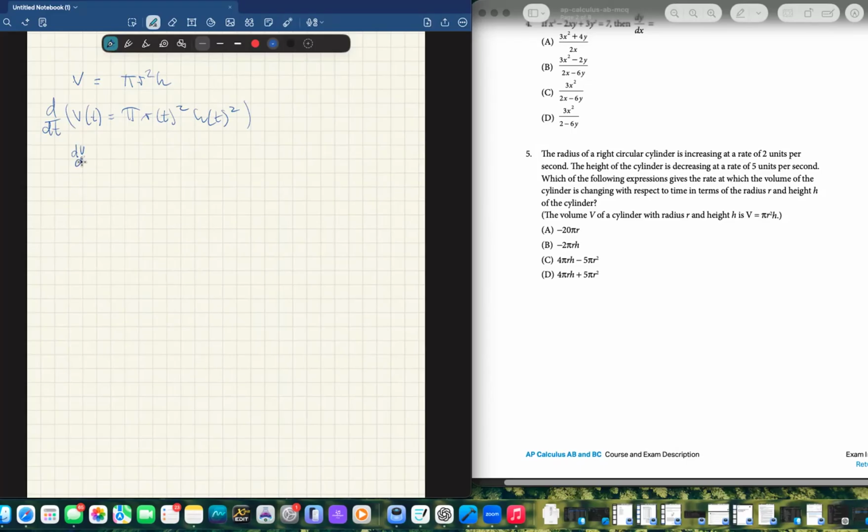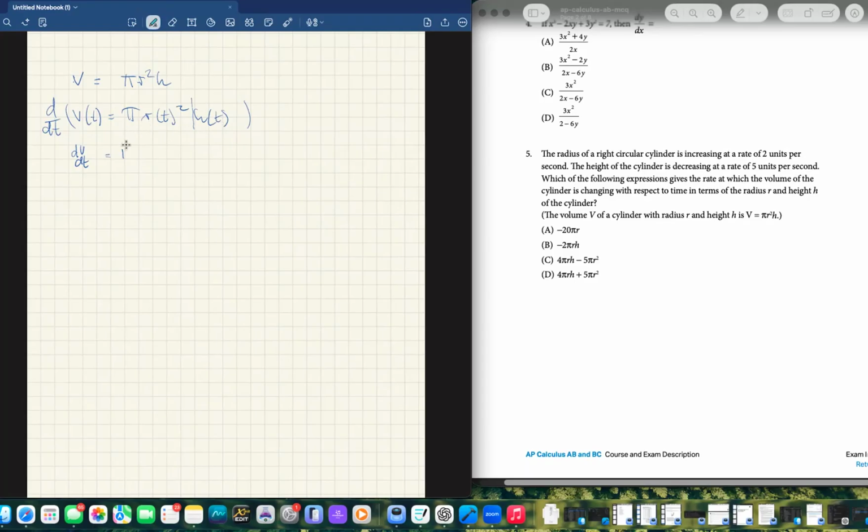But over here we have dV/dt is equal to, let me start with this. Sorry, there's a mistake here already. There you go. That's just h of t. So we have a product rule here, right? Let's consider this here the first function and this the second.